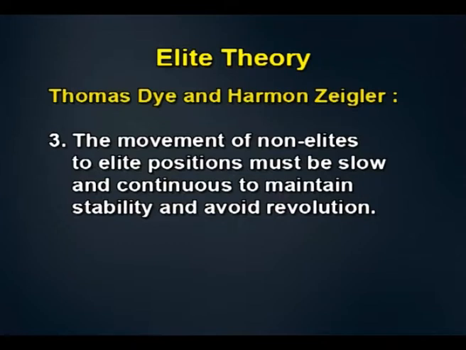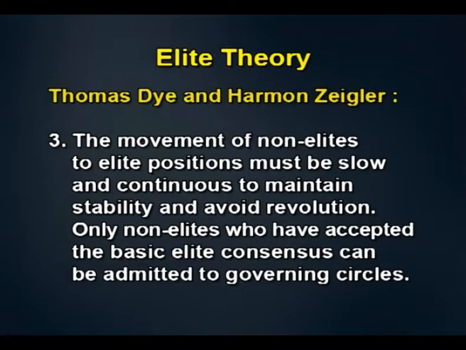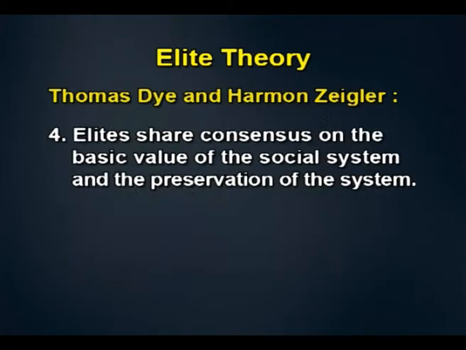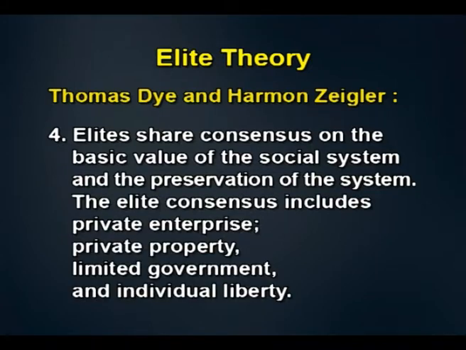Third, the movement of non-elites to elite positions must be slow and continuous to maintain stability and avoid revolution. Only non-elites who have accepted the basic elite consensus can be admitted to governing circles. Fourth, elites share consensus on the basic values of the social system and the preservation of the system. The elite consensus includes private enterprise, private property, limited government and individual liberty.